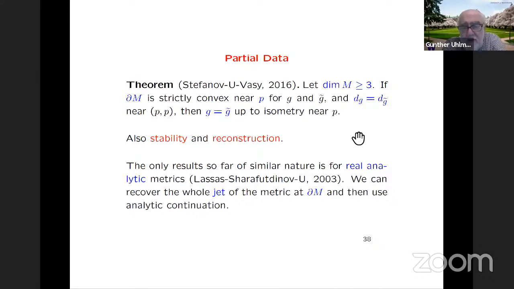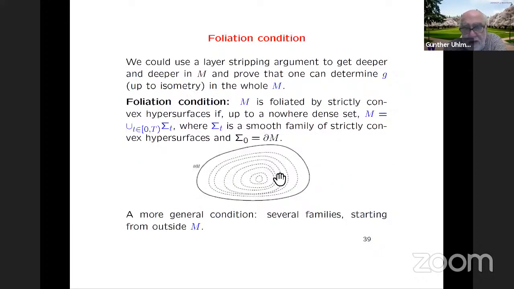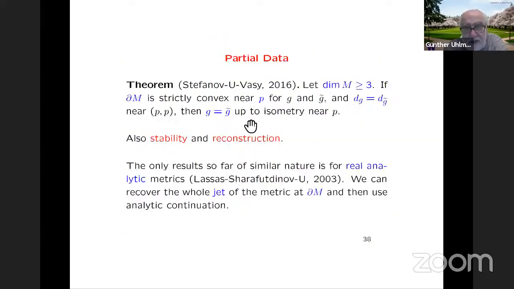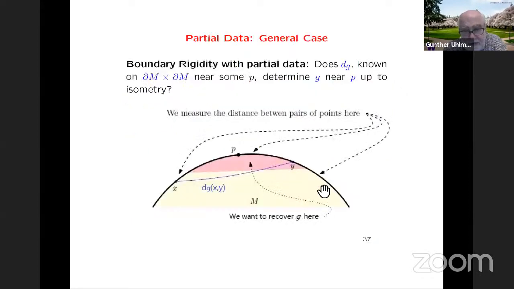And then how to consider the global problem, not just locally. By the way, the local problem is of interest in its own right, because in many places around the Earth, for instance, we cannot make measurements. In the oceans, we don't have measurements. So it's a natural problem to consider this partial data problem.